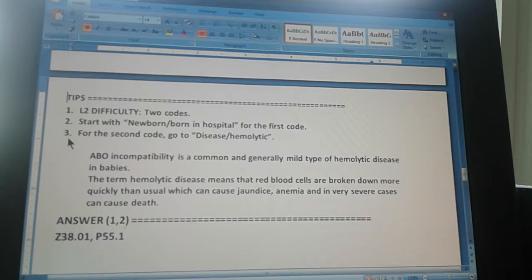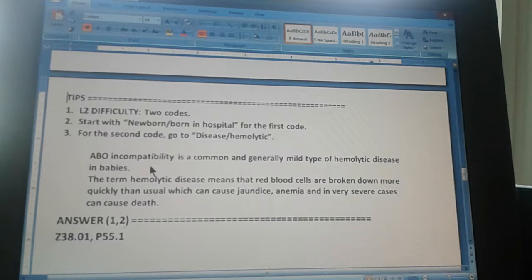If you're not satisfied with that, you'll find in the tabular that it says born in hospital or any other birthing facility. The only thing not considered here is if it was born at home or not in a birthing facility. But if it's a medical place where people go to be treated, this code is good. Now for the second code, you go to disease, hemolytic. You start with the general term disease, and then go to hemolytic. Now, a little more explanation of what ABO is.